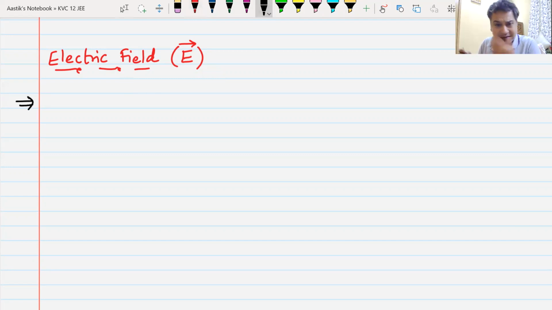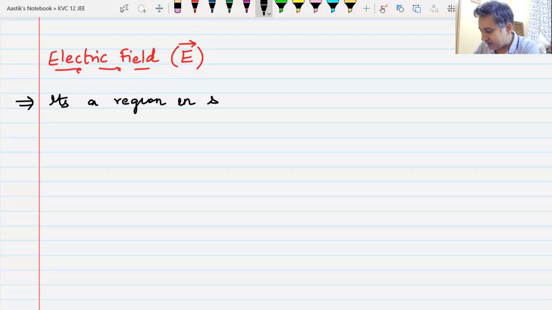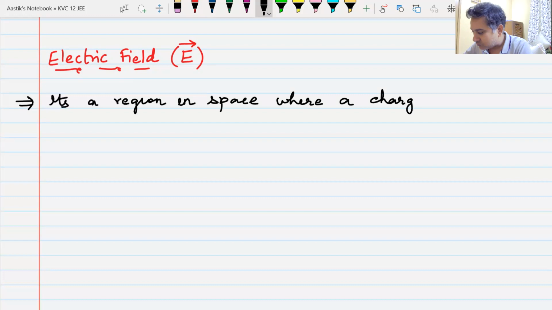Electric field may not be around a charge. It can be a very large distance from the charge. Books might say around the charge, but it may not be around a charge. It's any region in space. That is how I define it. It's a region in space where a charge experiences electrostatic force.